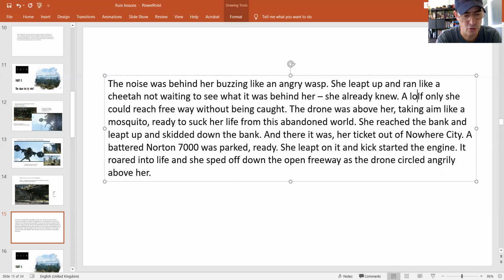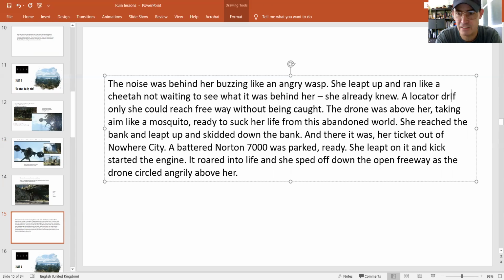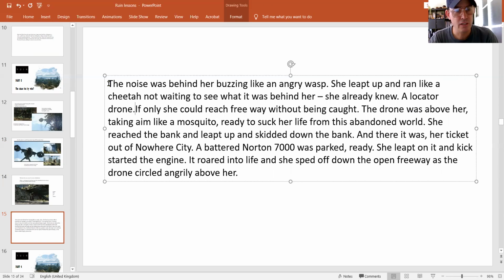Let's call it a locator drone. A locator drone. Oh my God, it's a locator drone. They're coming to get us. A locator drone. She already knew.